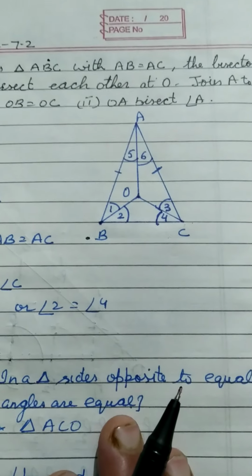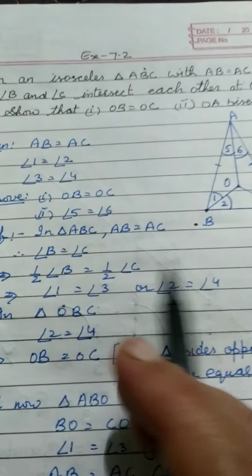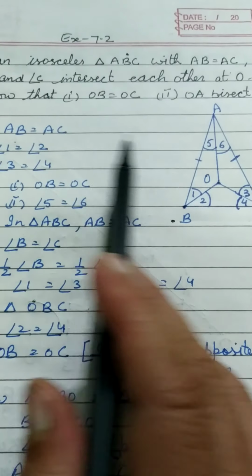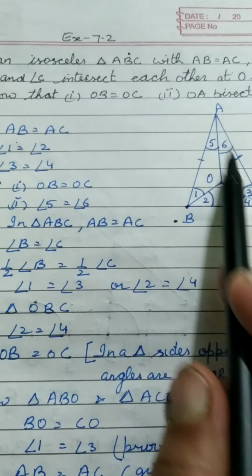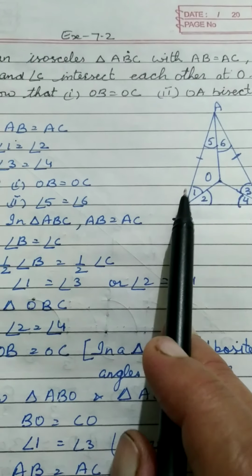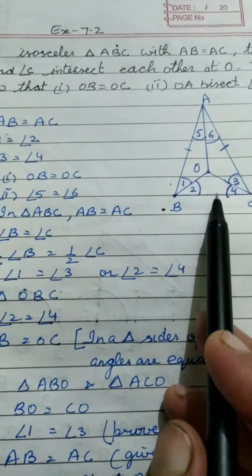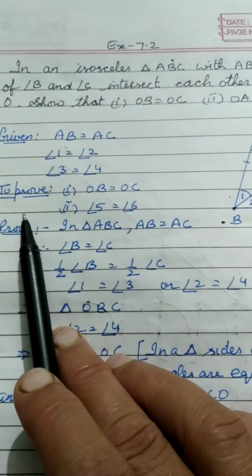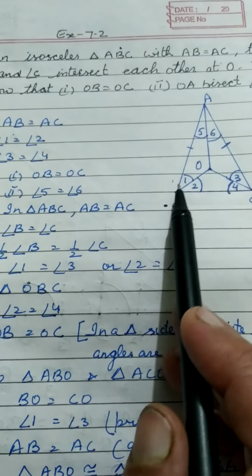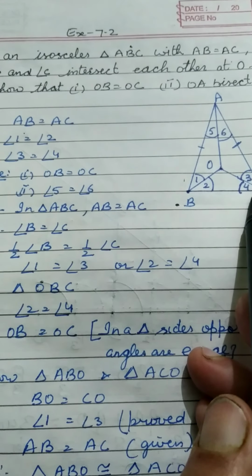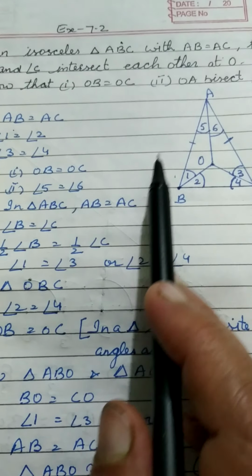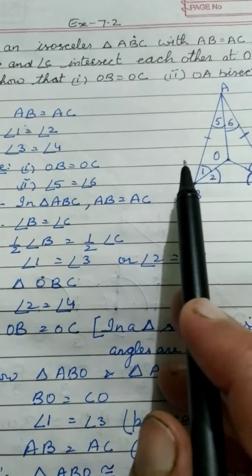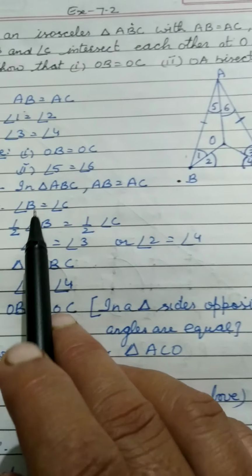Now to solve this, first of all we will write the given. Given is AB is equal to AC, angle 1 is equal to angle 2 and angle 3 is equal to angle 4. Then we will write what is to prove. To prove is OB is equal to OC and angle 5 is equal to angle 6. These are to prove. Then we start the proof.